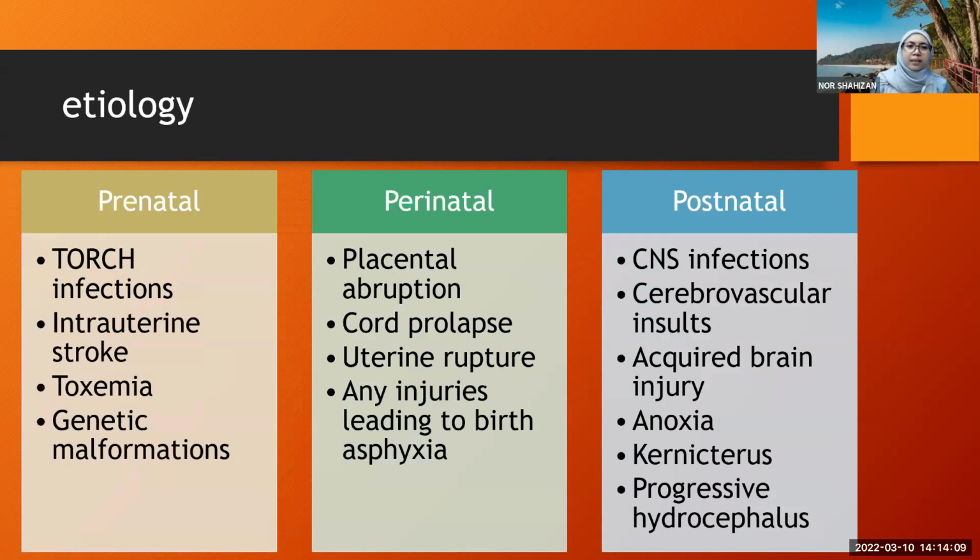So what is the etiology, the causes? You can divide into prenatal, perinatal, and postnatal. For prenatal: TORCH infection, intrauterine stroke, toxemia, genetic malformation. Perinatal is whatever happens during delivery itself: placental abruption, cord prolapse, uterine rupture, any injuries leading to birth asphyxia. And postnatally: CNS infection, cerebrovascular insult, acquired brain injury, anoxia, chronic seizures, and progressive hydrocephalus.